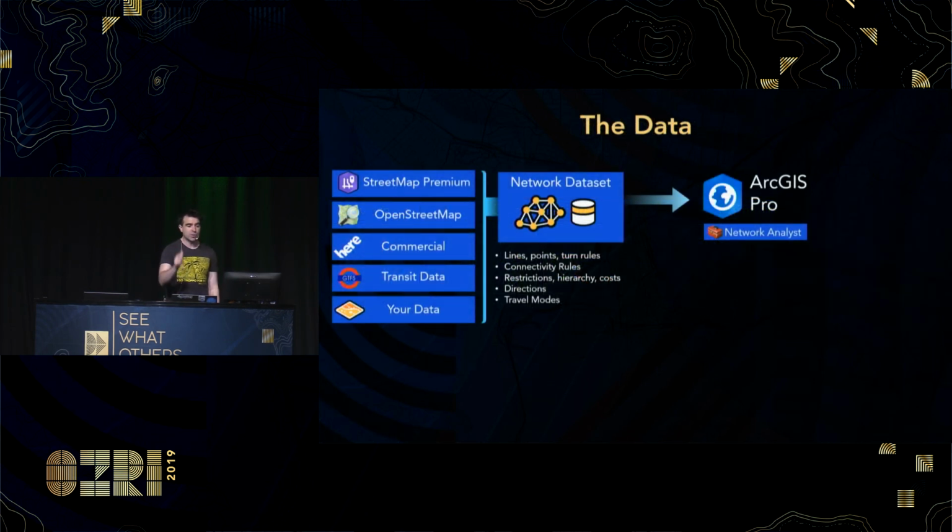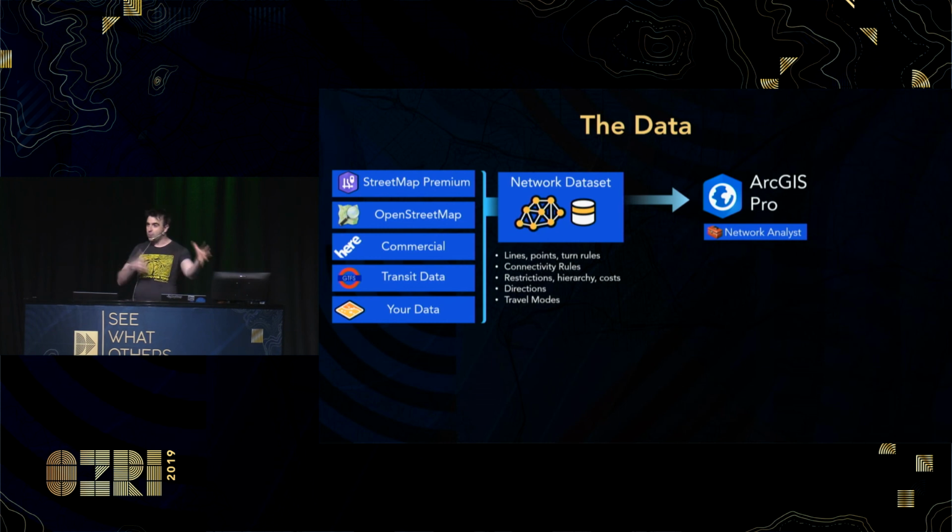Now everything revolves around this network dataset. This is how you define how everything is connected. It's how you set up your restrictions. This could be the height restrictions and weight restrictions, making sure pedestrians don't walk down highways, making sure the cars go the right way down one-way streets. It's where you set up your hierarchy.